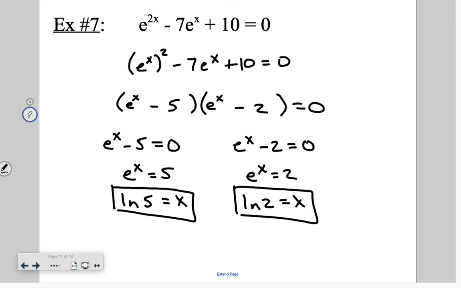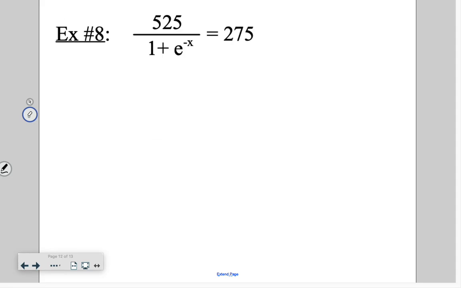Okay? This would be something, and again, I didn't really need a calculator until right here if I wanted to type in natural log of 5 and natural log of 2. But this is something that you'll see on the test as well. Okay? One more, last one. Let's go back to one like this.